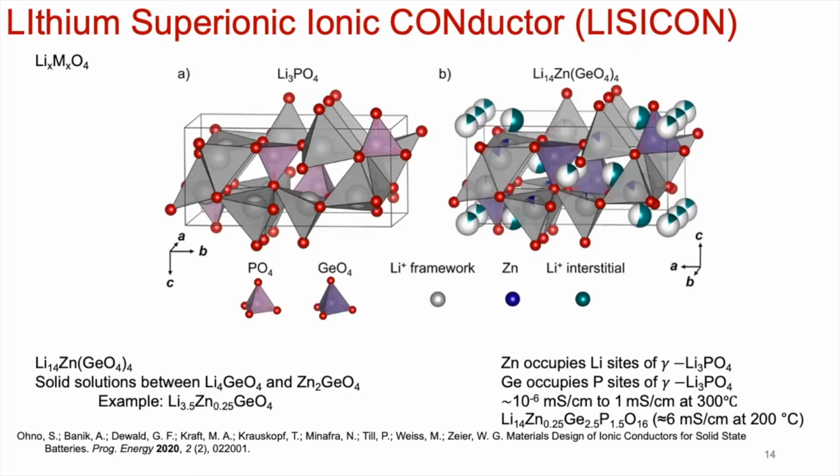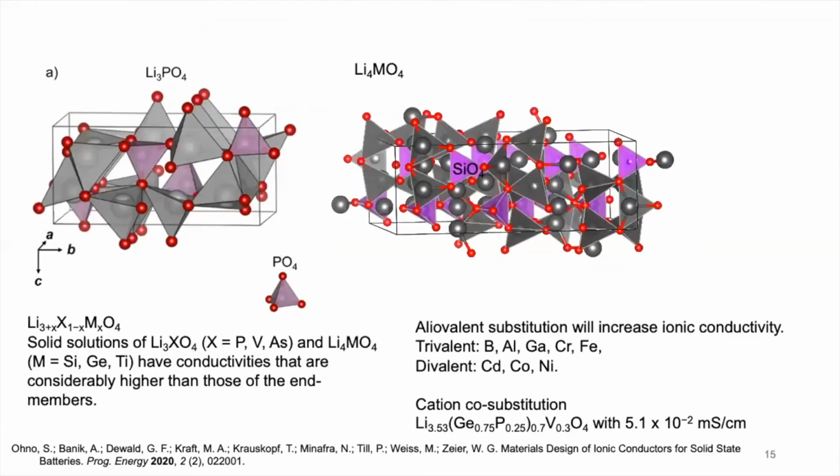You see a mixture of zinc, a mixture of germanium, and they all sit on this M site. Okay, so here you have your PO4, so that's in the purple, and so if you start to substitute out phosphorus and put in germanium, then you create atomic disorder for these lithium ions to start migrating, and you increase the ion conductivity. Now it's 6 millisiemens per centimeter at 200 C. So you can do more.